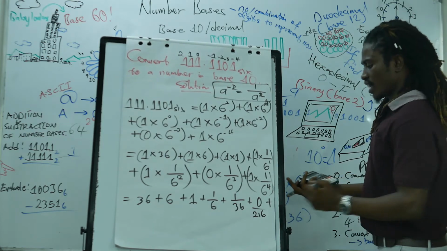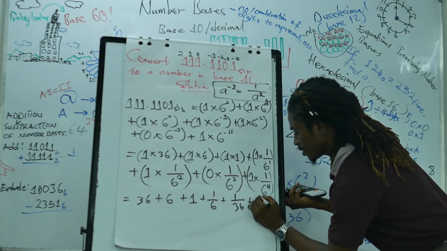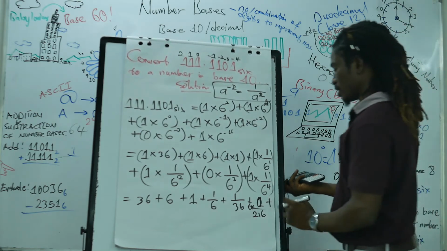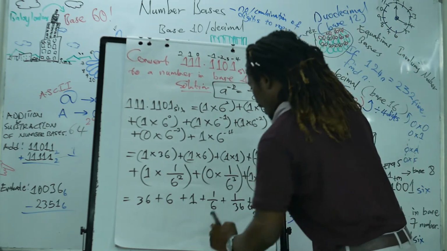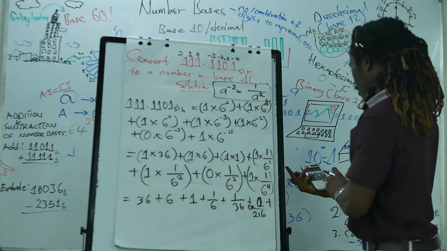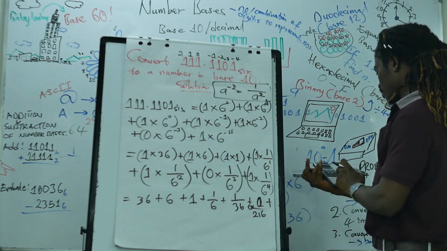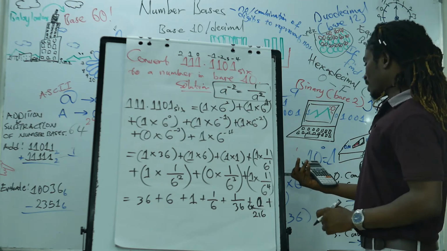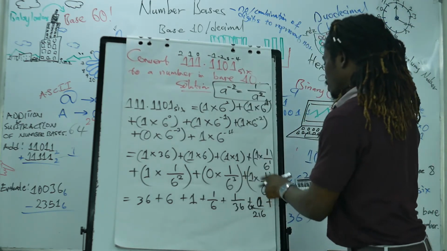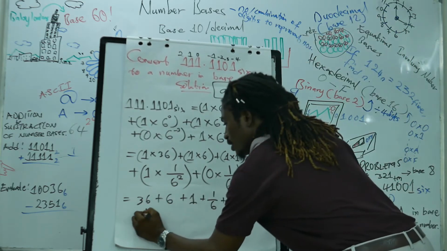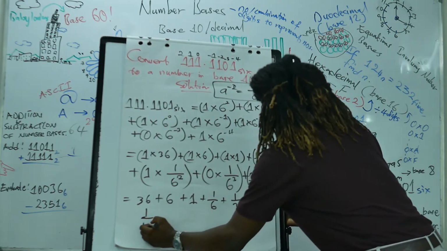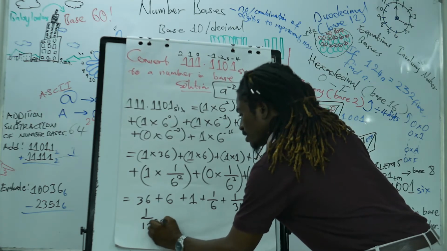216, with 0 multiplied by 1 over 216, which is going to be 0 anyhow, like I said. But next we have the last one, which is 6 raised to the power 4, is 1296. So this is going to be 1 multiplied by 1, which is 1, divided by 1296.